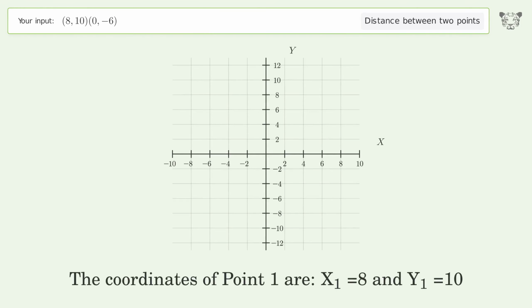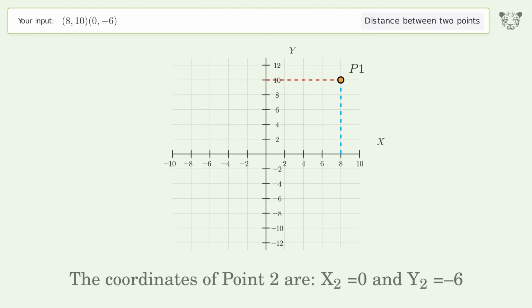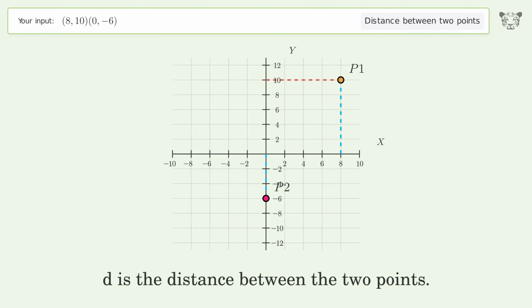The coordinates of point 1 are, x1 equals 8 and y1 equals 10. The coordinates of point 2 are, x2 equals 0 and y2 equals -6. D is the distance between the 2 points.